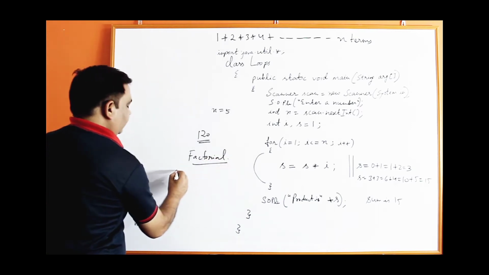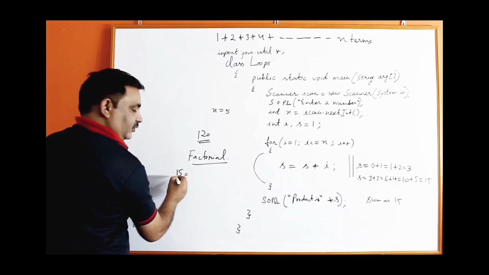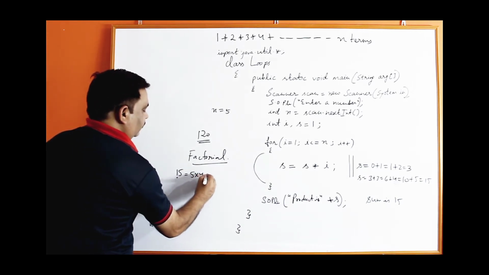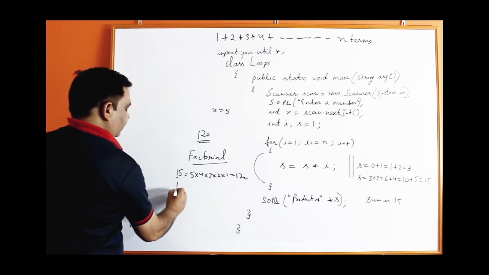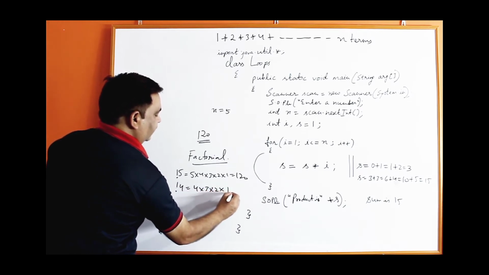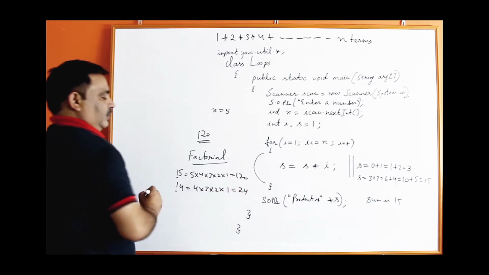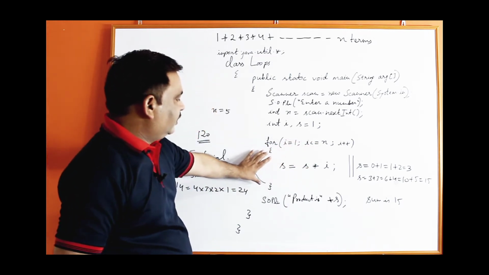Generally we write factorial of 5 with an exclamation mark, this is the symbol of factorial, which we generally use in maths. So you can write 5 into 4 into 3 into 2 into 1. If it is factorial of 4, it will be 4 into 3 into 2 into 1. So it depends on the value of n whose factorial you would like to find out.